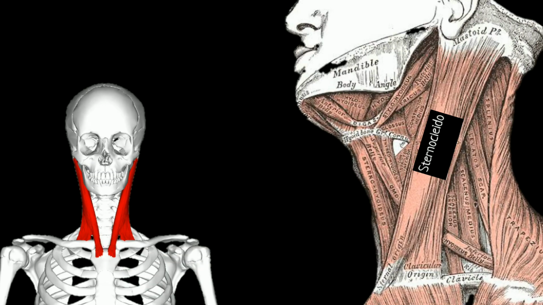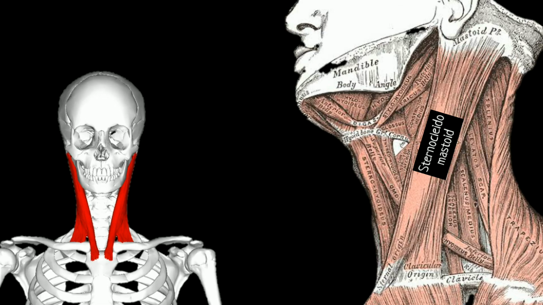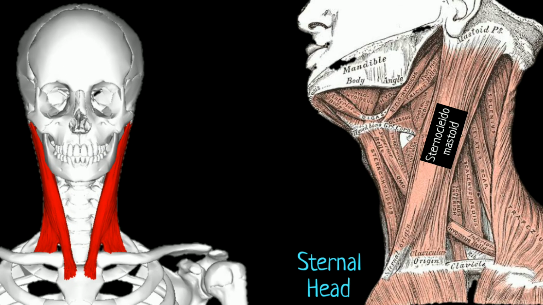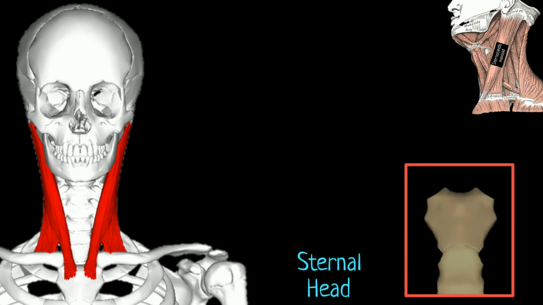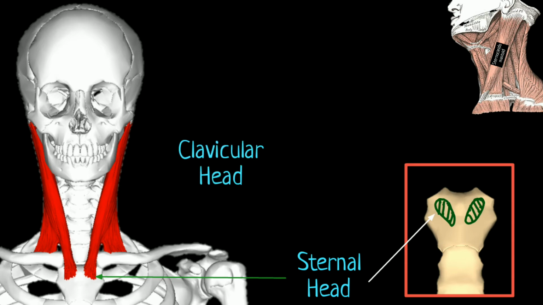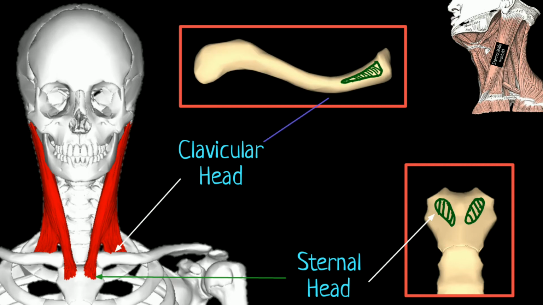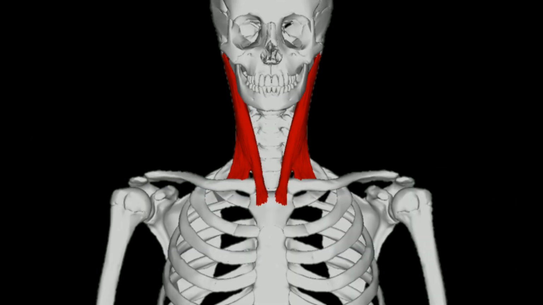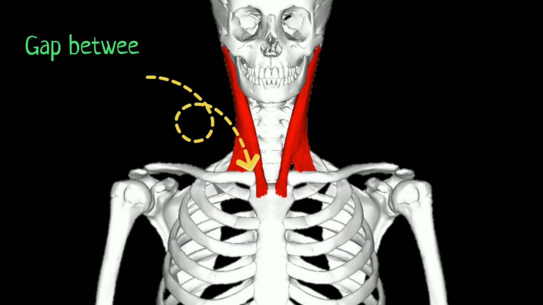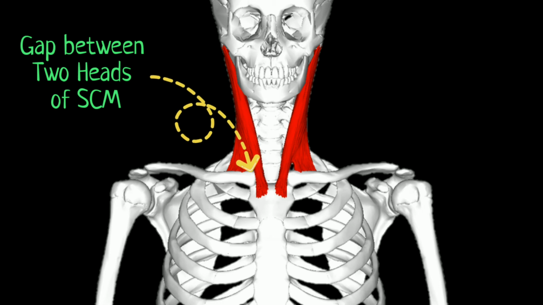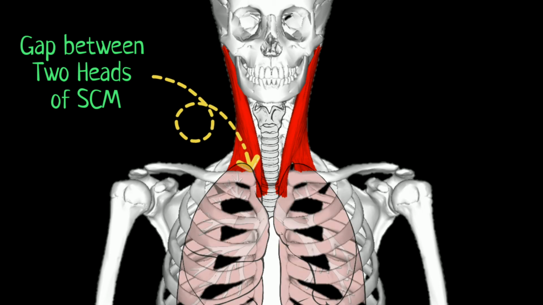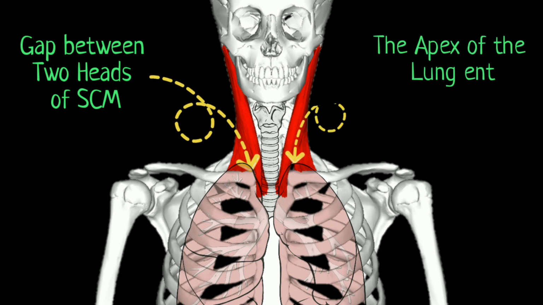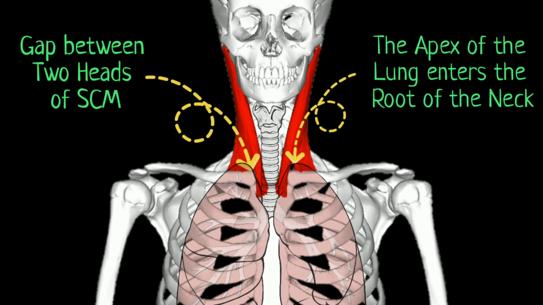The sternocleidomastoid muscle arises by 2 heads. Sternal head arises by a rounded tendon from the superolateral part of the front of manubrium sterni, and the flat clavicular head arises from the medial third of the superior surface of clavicle. There is a gap between these 2 heads which is visible as a slight depression. Behind this gap, the apex of the lung continues from the thorax into the root of the neck.